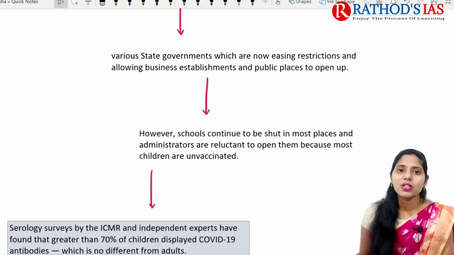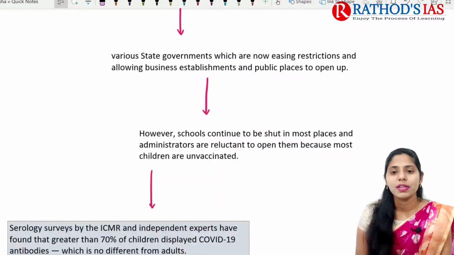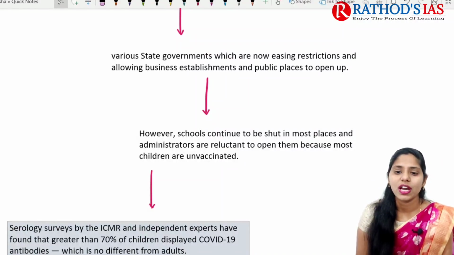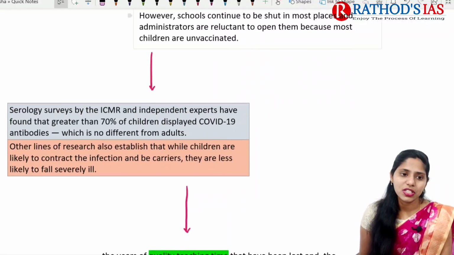And various governments are also talking about easing of restrictions and allowing business establishments and public places to open. But on another side, schools have been shut down in most of the places. So it is one cause of concern. Here, why are the schools mainly shut down? One important reason mainly said here is that children are not vaccinated. Because of this, schools had been shut down.